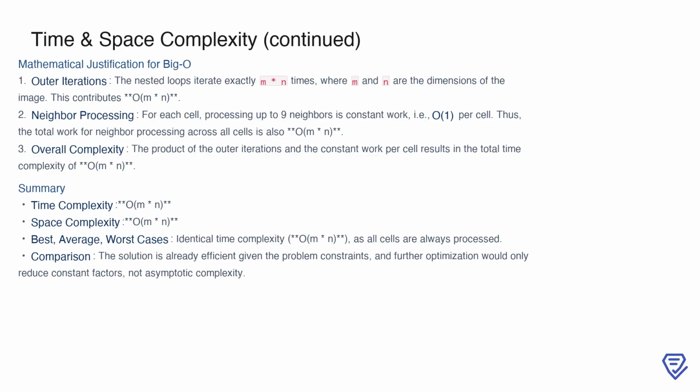In all cases, best, average, and worst, the algorithm's time complexity remains consistent at O(m*n). Given the problem constraints, the solution is already optimal in terms of asymptotic complexity, and further refinements would only impact constant factors without changing the big O classification.